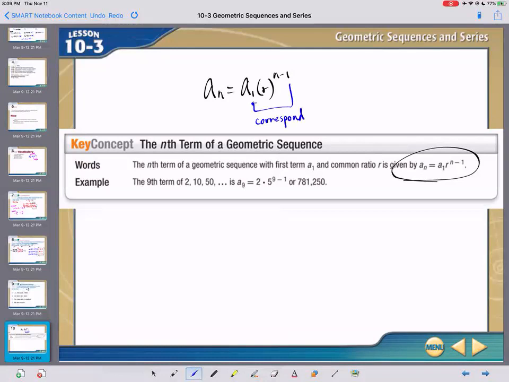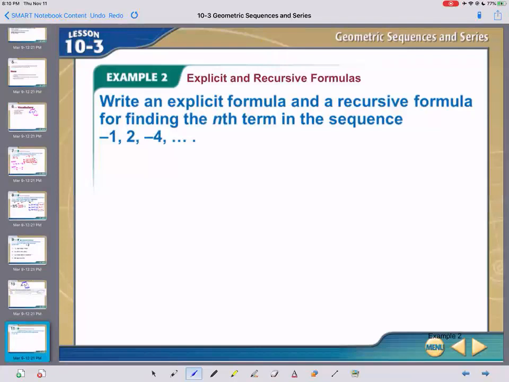So if 1 is no longer a 1, it becomes a 2 or a 3 or a 4, so does the other one. And the n's correspond. So what's n on one side is going to be n on the other. That is found on the formula chart, as well as the Desmos calculator, which I do have a geometric calculator. So it says write an explicit formula and a recursive formula for finding the nth term in the sequence.